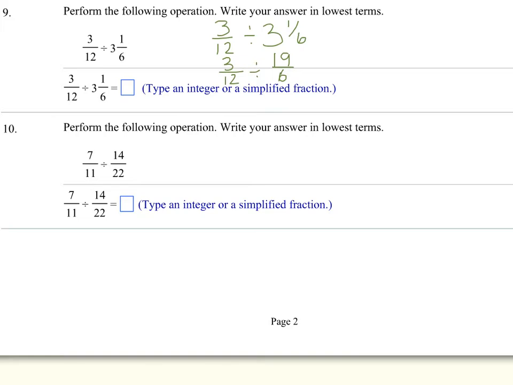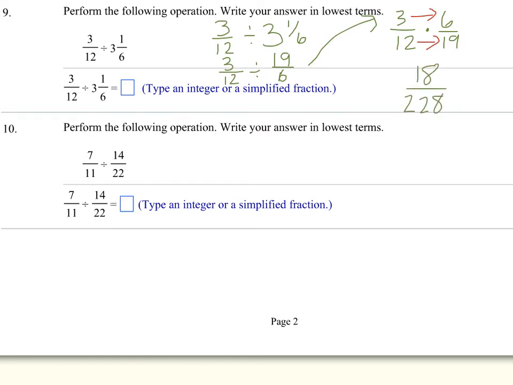So I have 3/12 divided by 19 over 6. Now I'll change it to multiplication. So 3/12 divided by 19 over 6 becomes 3/12 times 6 over 19. 6 over 19 is the reciprocal of 19 over 6. Just flip the fraction over. That's what reciprocal means. Now I'll do just like I did on number 7. When I multiply fractions, I multiply straight across the numerators, straight across the denominators. Again, the calculator will do this for you.